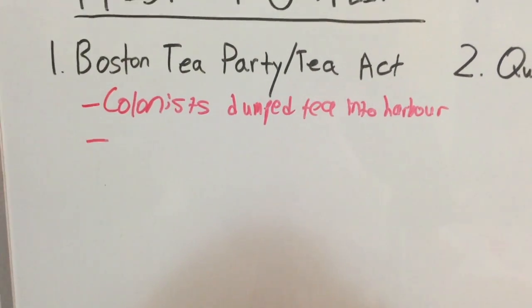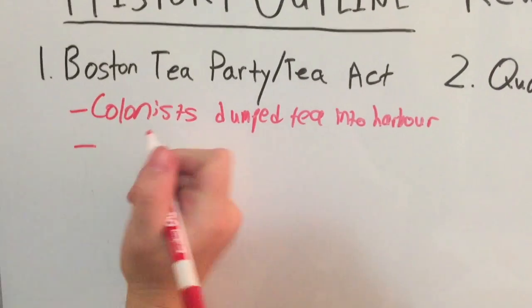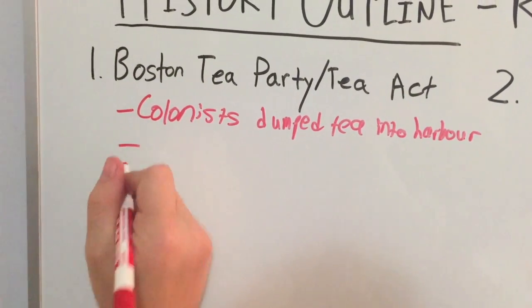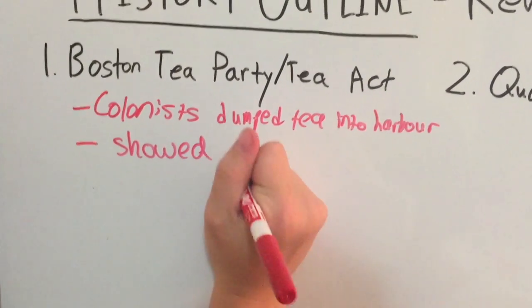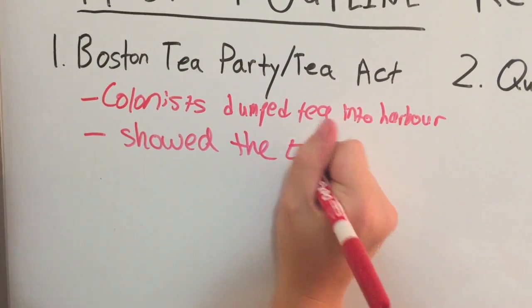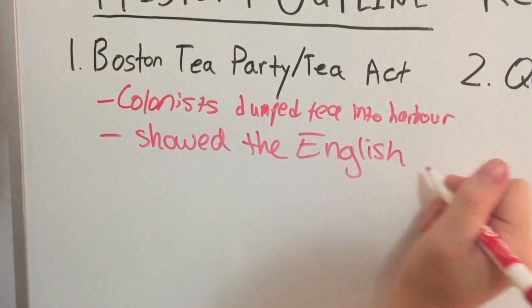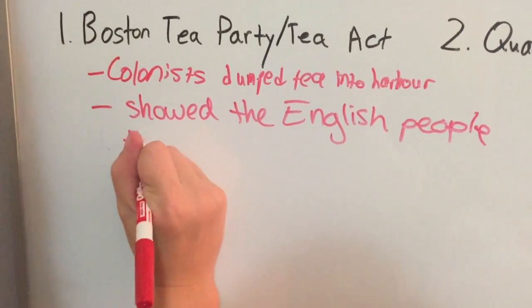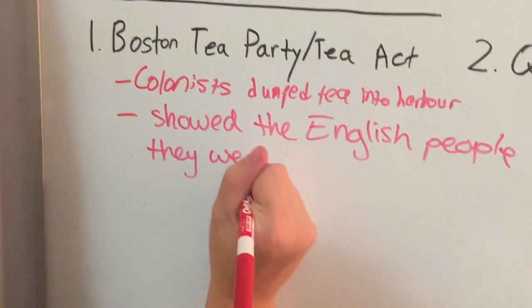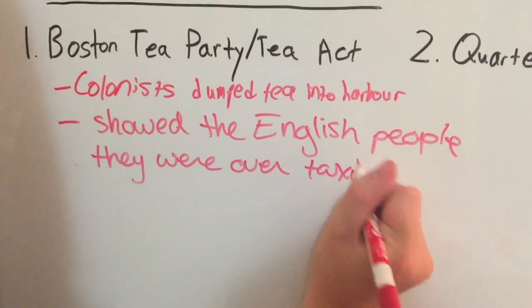the significance. So I'm going to write why it was important, which is because it showed the English people that they are overtaxing the colonists, and then they blockaded the harbor, which angered them more, which was, in my opinion, not the right decision.